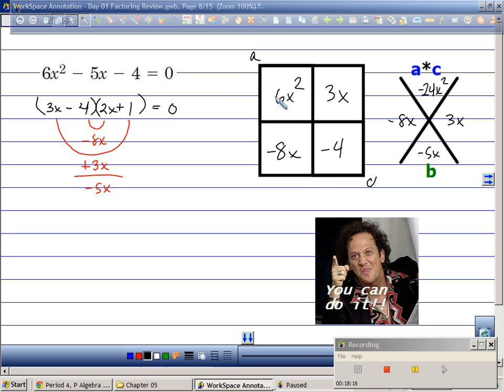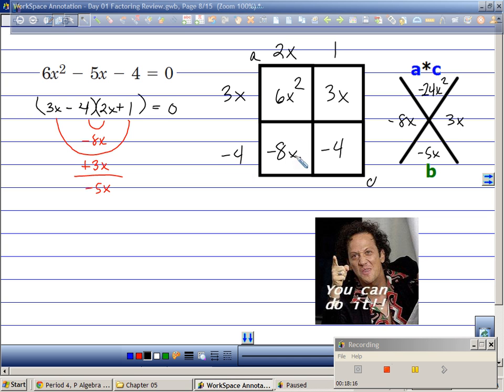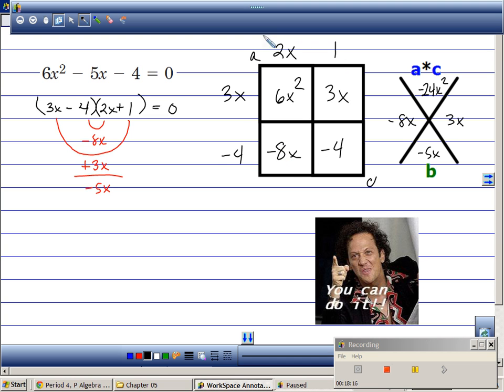Okay, what's the greatest common factor here? 3x. 3x times what makes 6x squared? 2x. 3x times what? 1. This is negative 4. Negative 4 times 2x is negative 8x. Negative 4 times positive 1 is negative 4. Did we get the same thing as we did over here? There's no errors. You just go straight to it, right? This one is a little bit of guess and check. Either way will work. Do you see that really didn't go that slowly?